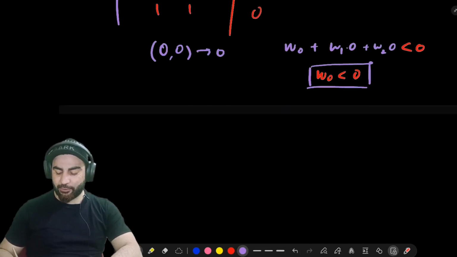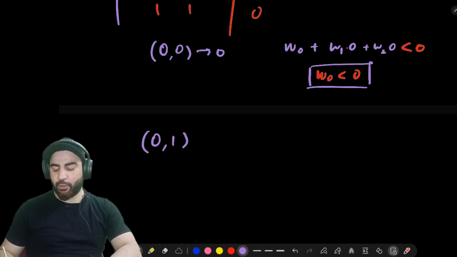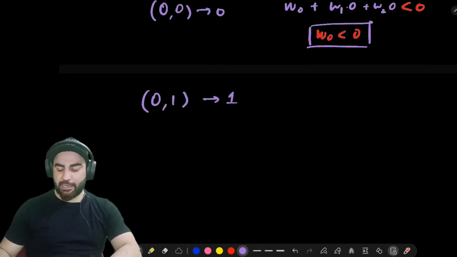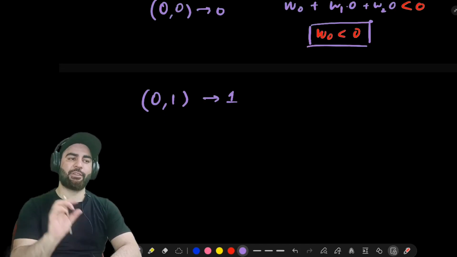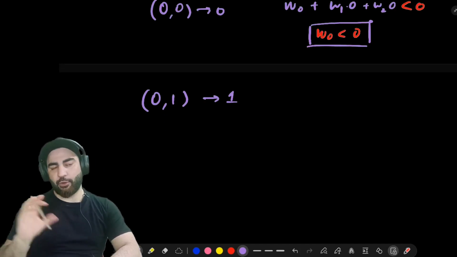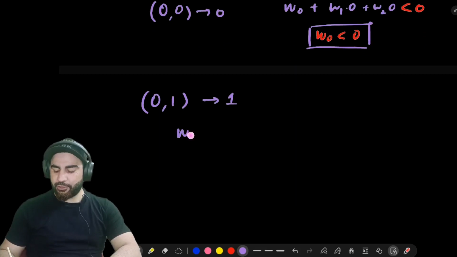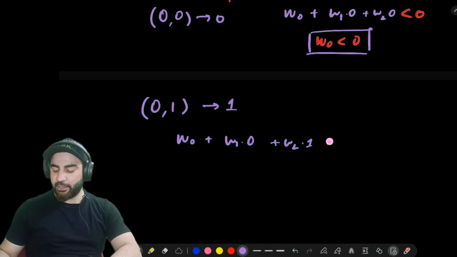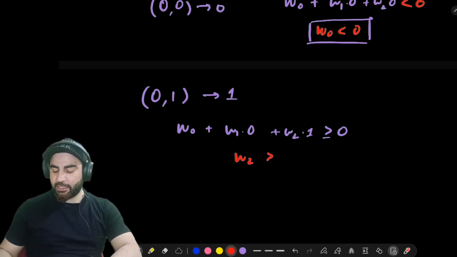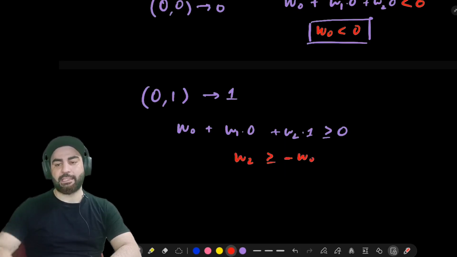Then the second thing: we have 0,1, and 0,1 gives 1. This is how XOR is. Now you just have to substitute the values of X1 and X2. So W0 plus W1 times X1, which is 0 in this case, plus W2 times 1. Now we want this to be greater than or equal to 0. So what you can see over here is W2 is greater than or equal to minus W0. This is the second case that we got.